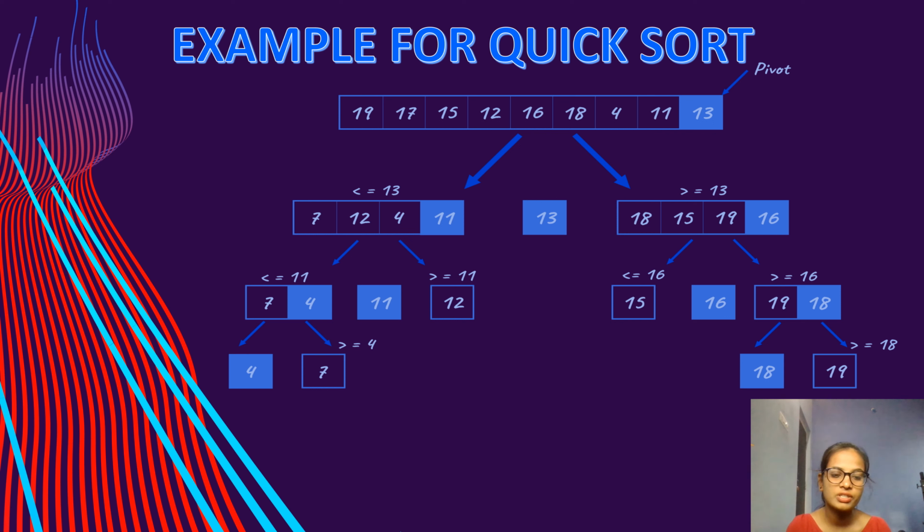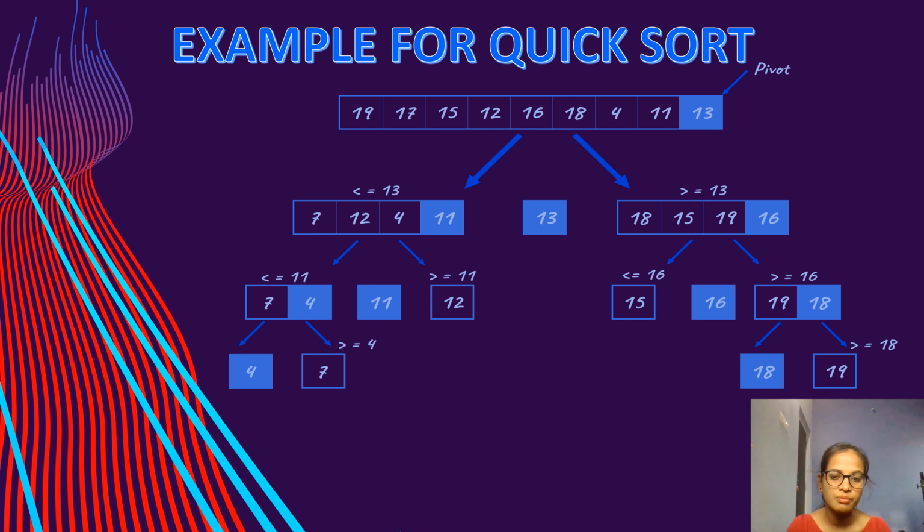Again we have to sort. We selected 4 as a pivot element and 7 is greater than 4, so it is placed on the right side of the pivot element. When we come to the right subarray, the elements are 18, 15, 19 and 16. Here also the same conditions apply: less than or equal to 16 and greater than or equal to 16.